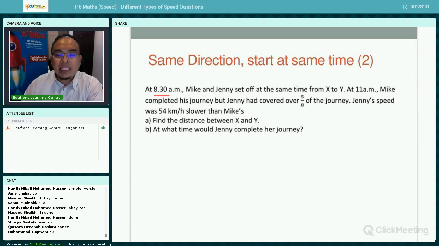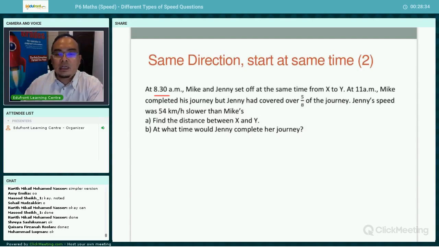Now, from here we can tell that Mike is faster than Jenny, because when Mike completed the journey, Jenny had only covered 5 out of 8 of the journey. And they also tell you that Jenny's speed was 54 kilometers an hour slower than Mike's, as we had expected. So the question: find the distance between X and Y. A, B, at what time would Jenny complete her journey?